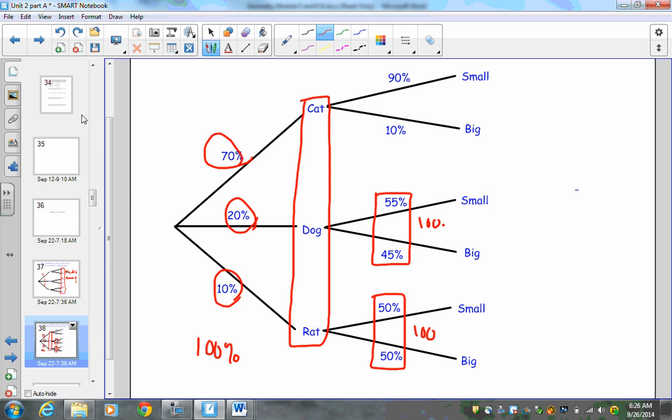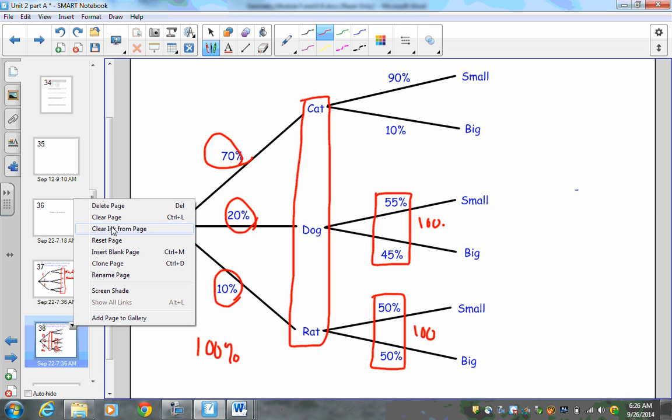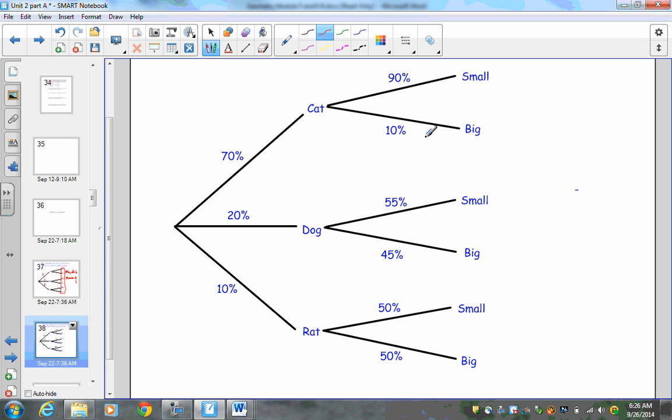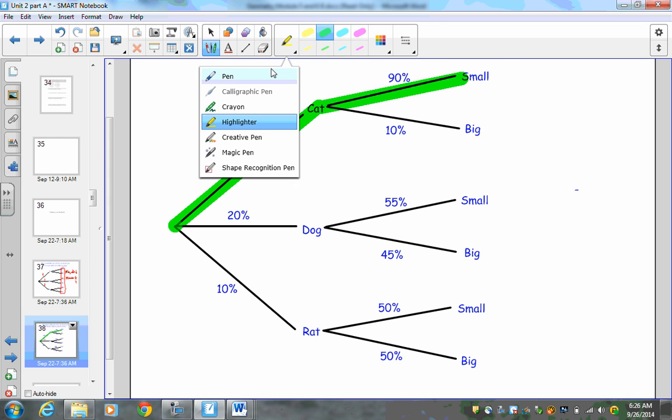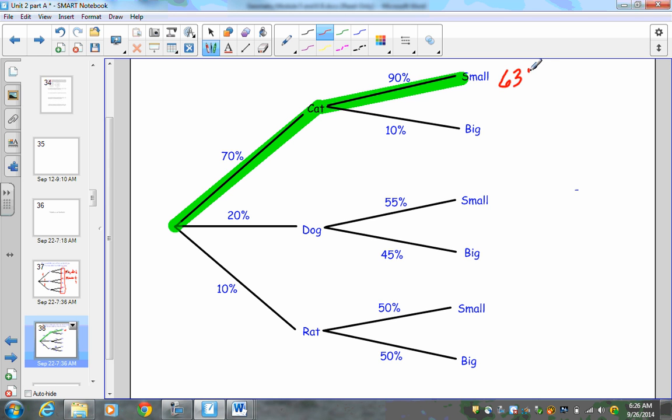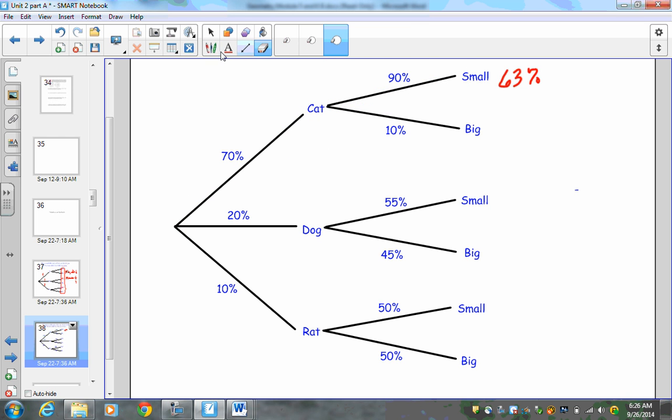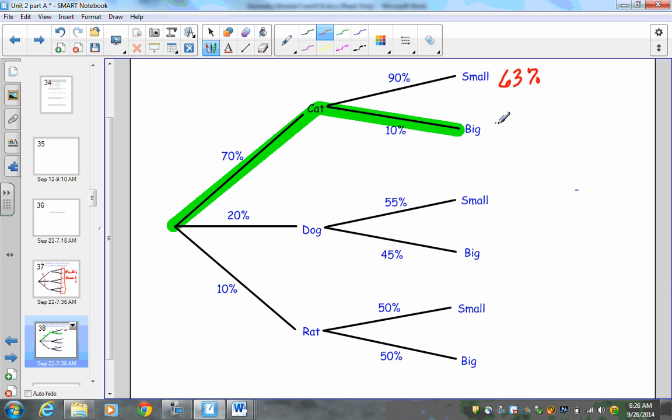All right, so let me just clean this whole table up again. Dealing with the whole 100%, you know everything's got to be 100% for each category. Now, if I was going to multiply throughout the graph, starting here, 70% times 90%, I would get a grand total of 63%. So the percentage of having a cat that is small is going to be 63%. Now I'm going to multiply all these options. All right, so now cat, big cat, that gives me 7%.